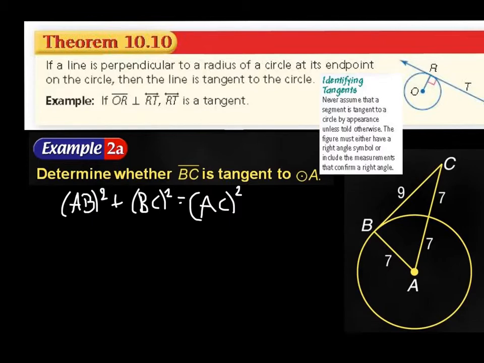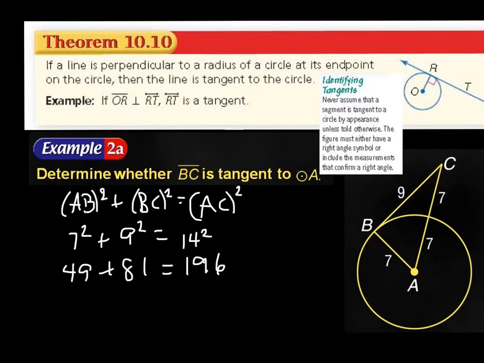So example 2, we're working on confirming it's a right angle. If it is, the Pythagorean theorem should work. So if we do 7 squared plus 9 squared, if it's a right angle, it should equal 14 squared. Does 49 plus 81 equal 196? No. 130 does not equal 196. So this is a no.